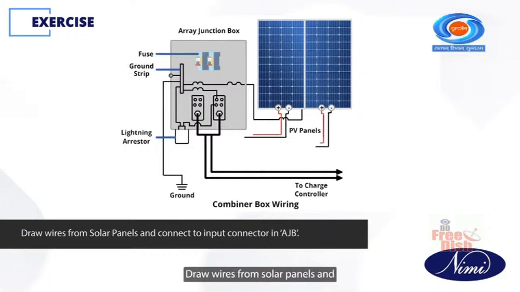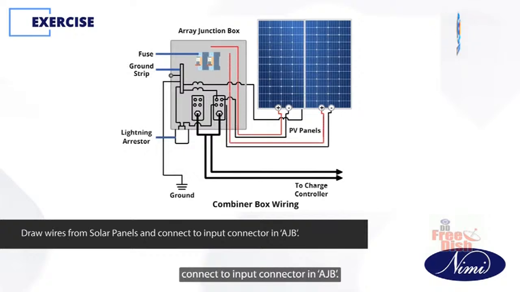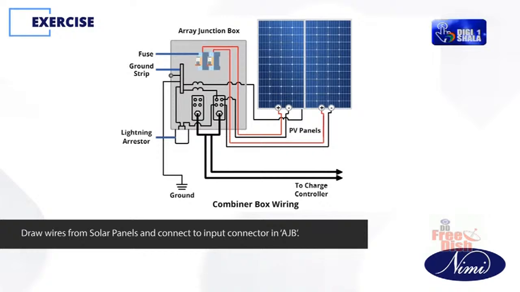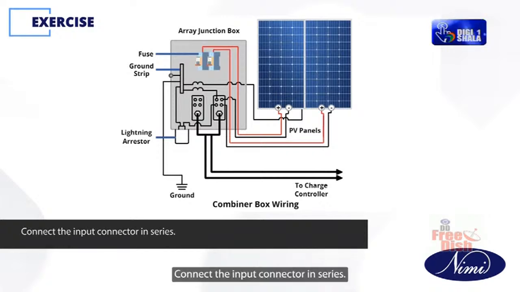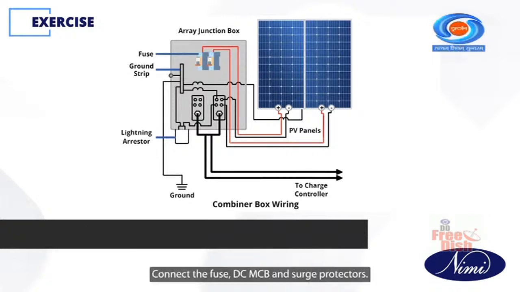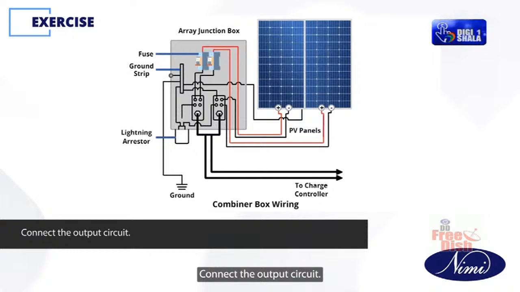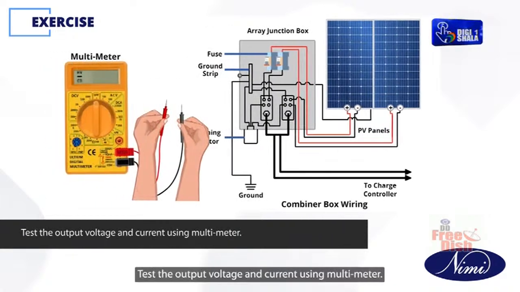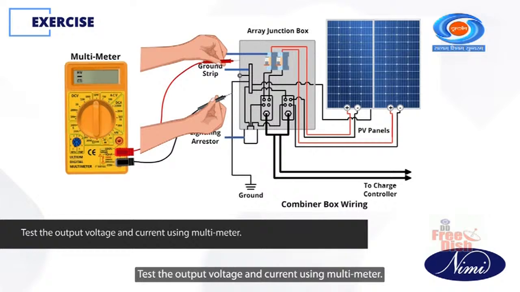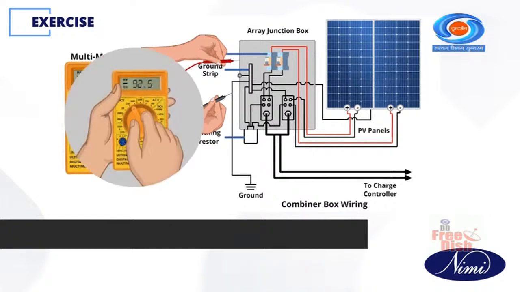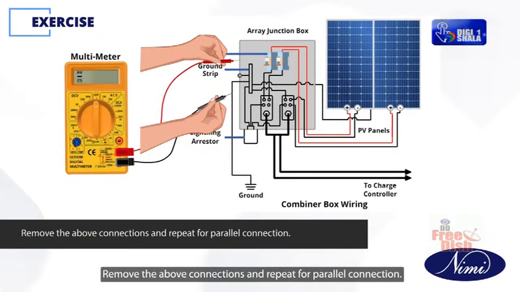Draw wires from solar panels and connect to input connector in AJB. Connect the input connector in series. Connect the fuse, DC, MCB and surge protectors. Connect the output circuit. Test the output voltage and current using multimeter. Remove the above connections and repeat for parallel connection.